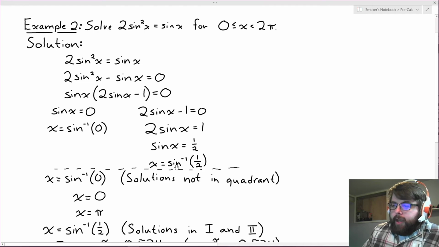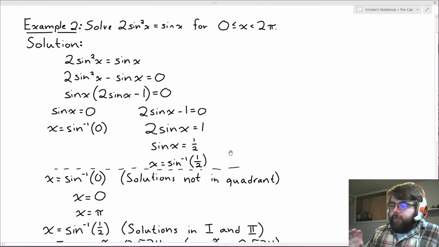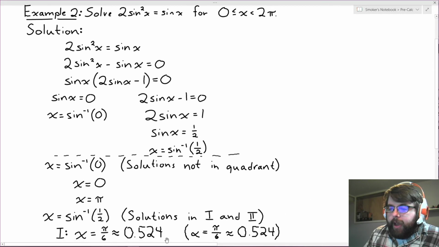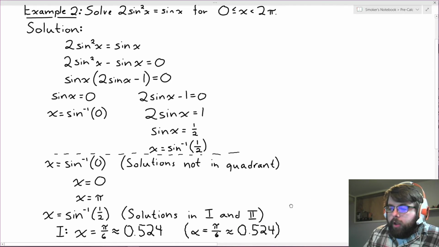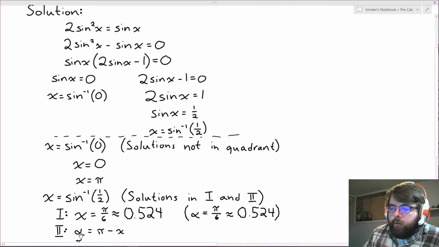The other branch, sine inverse of 1/2, is actually going to be like we've been doing it. It's going to be like if you were just given this as a simple trig equation to solve. So solutions for sine positive are in the first and second quadrant. Do sine inverse in your calculator. You're going to get a value of 0.524. That's also our alpha value. The quadrant 2 reference angle formula is pi minus alpha, or x equals pi minus alpha.